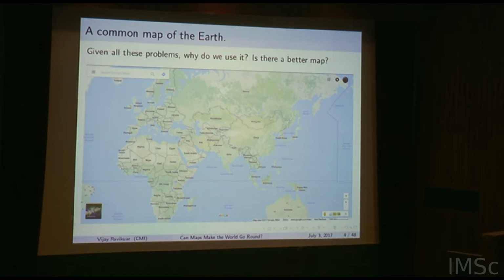So given all these problems, why do we use the Mercator? Does anyone know of a better map, or is there a better map out there? Any guesses? Has anybody seen another map, or does anyone know a reason why we use this map?